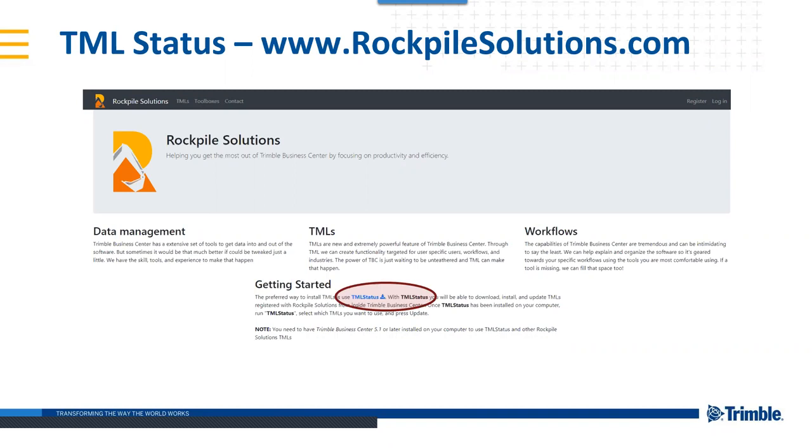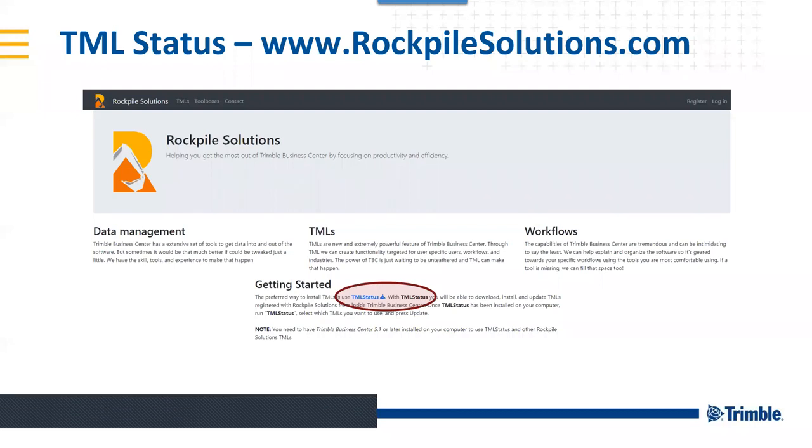It's a very small package, and once it's downloaded onto your desktop or your documents or your downloads folder, find the file and execute it, and that will set up TML status and install it for you. And then if you've had Business Center running, close Business Center and restart Business Center, and then TML status will be activated, and then you can start to use the tool.